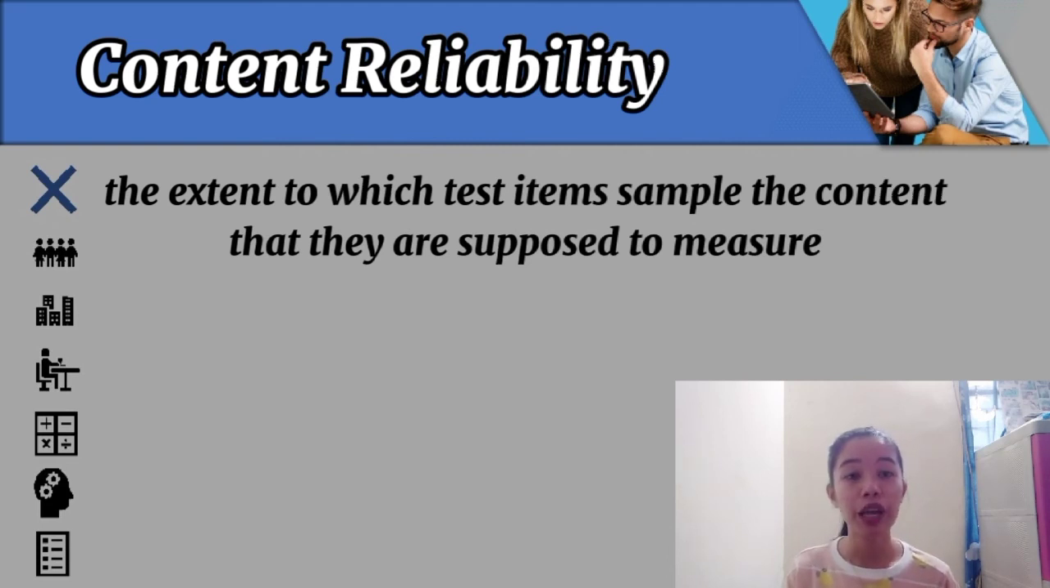So, for example, if a test is designed to survey arithmetic skills at the third grade level, content validity indicates how well it represents the range of arithmetic operations possible at that level.